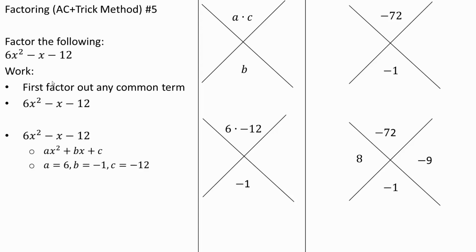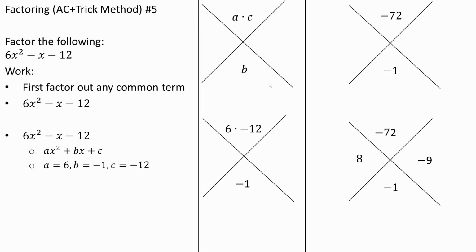So like always, the first step is to first factor out any common term. In this case, there aren't any common terms, and so it remains the same. Now we have ax squared plus bx plus c. The a term is 6, the b term is negative 1, and the c term is negative 12.